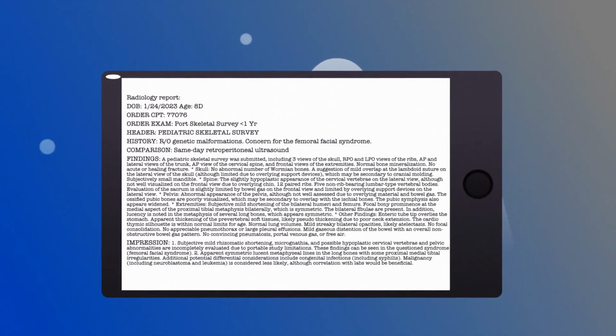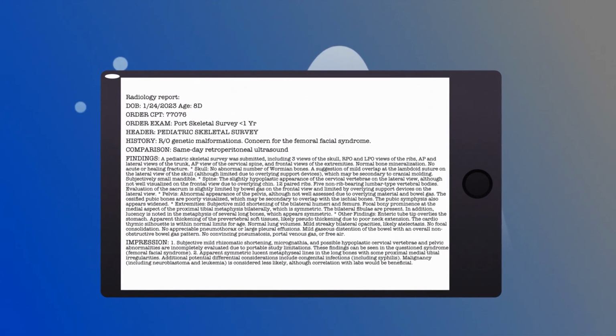Radiology report. Age: 8 days. Order: exam, portable skeletal survey, less than 1 year old. Header: pediatric skeletal survey.